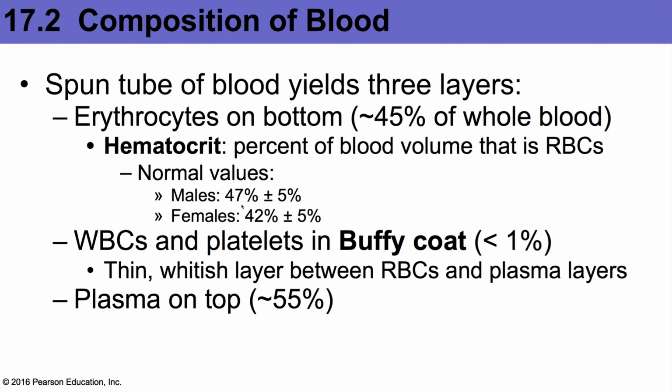Now, this will vary from person to person. Remember, there is a plus or minus 5. So, for example, if you take a male who does not exercise a lot, who doesn't eat well, who just sits at home, does nothing all day, then that person's hematocrit value may be about 43, for example.